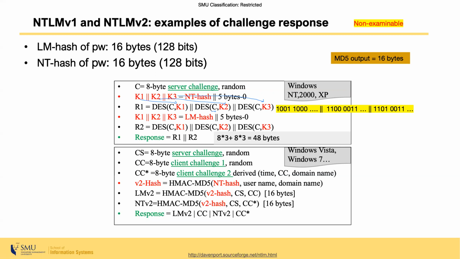So you will end up with 3 encrypted values. And since C has a size of 8 bytes, the output of each DES encryption will also be 8 bytes, because in the encryption, the size of the input and the size of the output are the same. So you have 8 bytes here, 8 bytes here, 8 bytes here. In total, you have 24 bytes. And each value is simply concatenated.